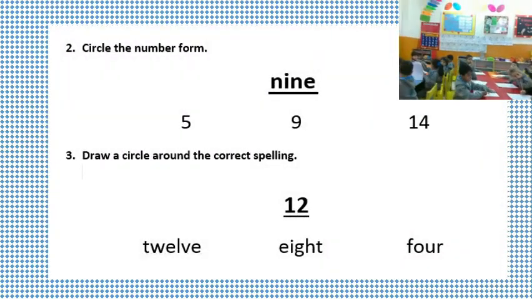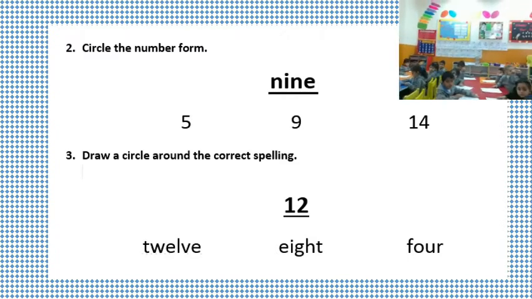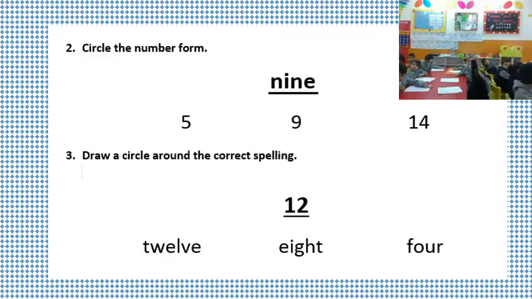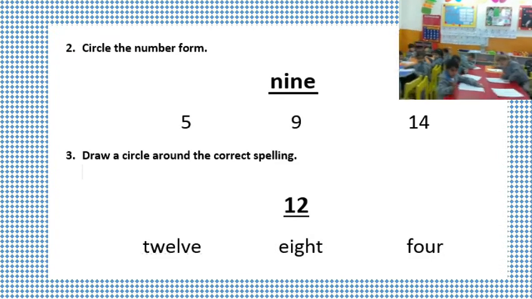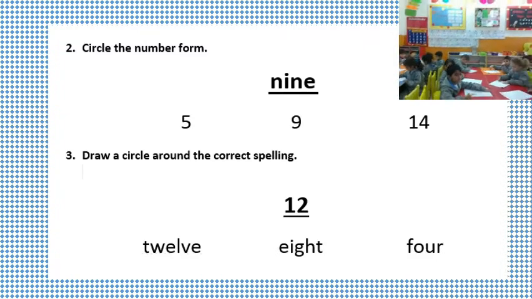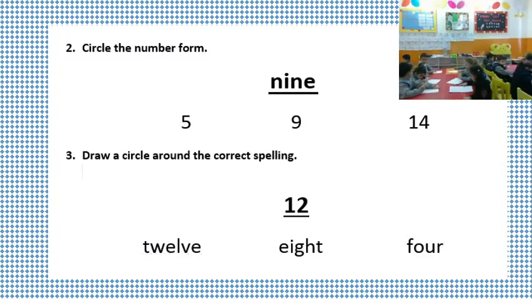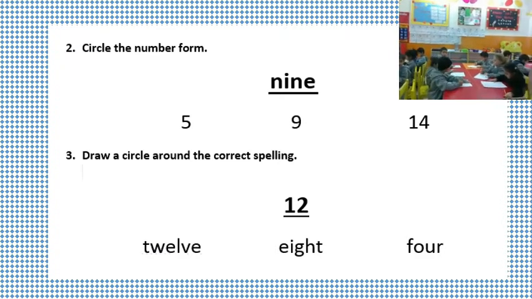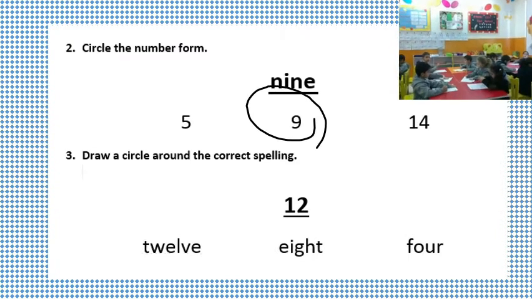So now we're looking at questions 2 and 3. Let's look at question 2. Here it asks me to circle the number form. What word do we have here? Who knows what that says? Julia? 9. That's right. So go ahead and circle the number form. Which one do I circle? The first, second, or third one? The third? That says the second one. Okay, excellent.